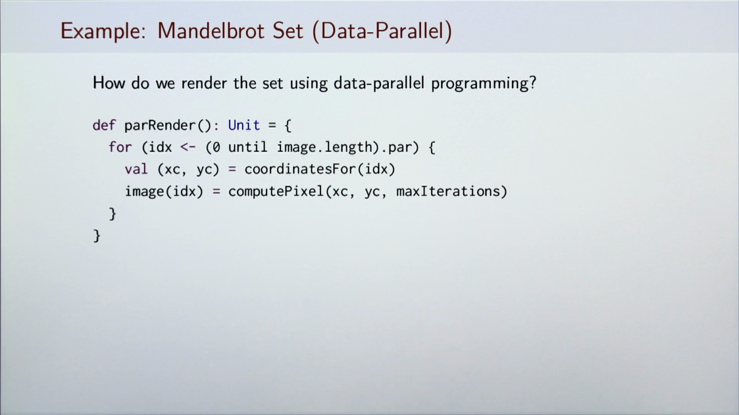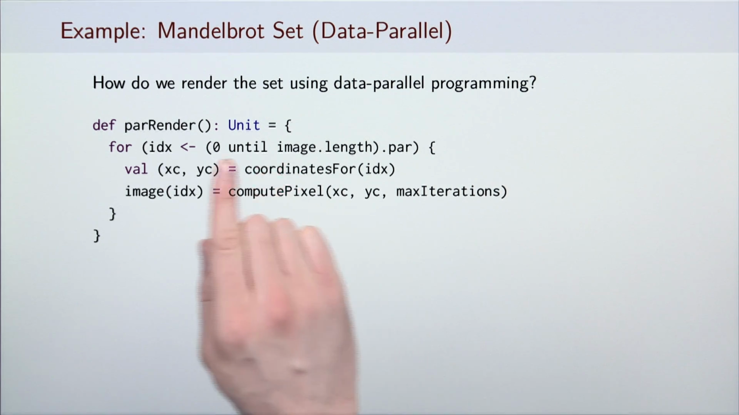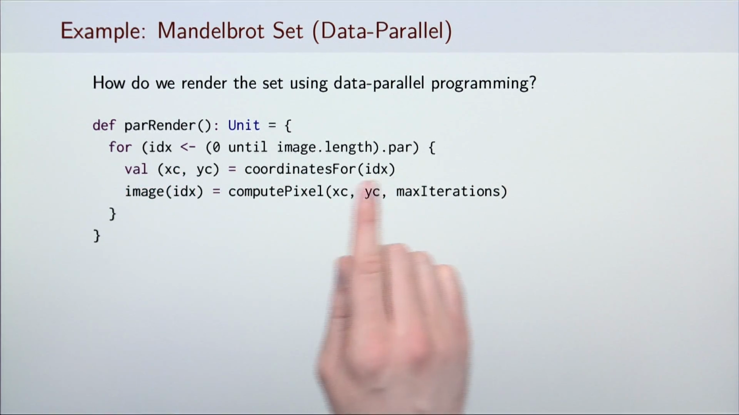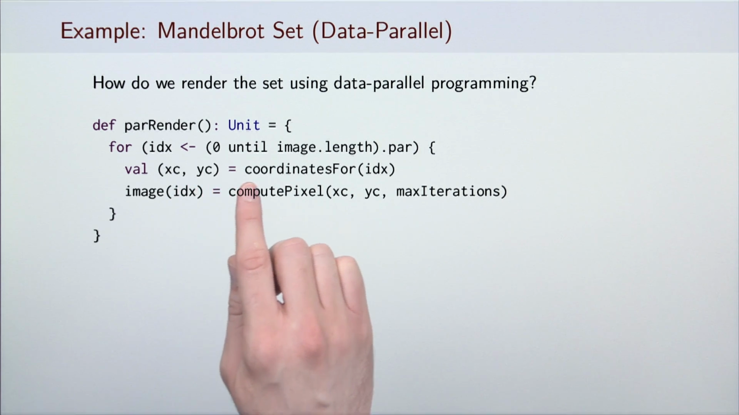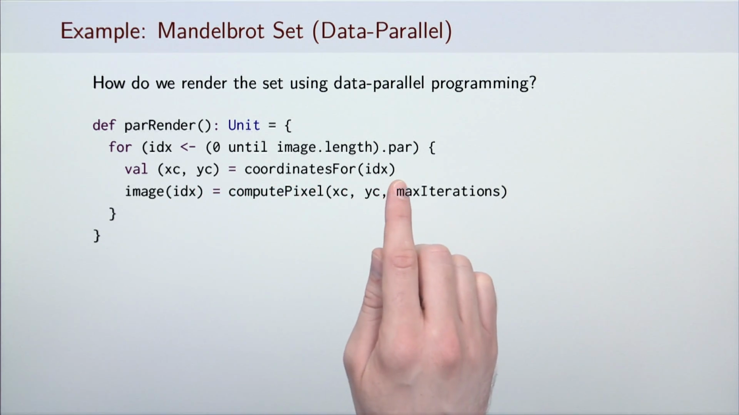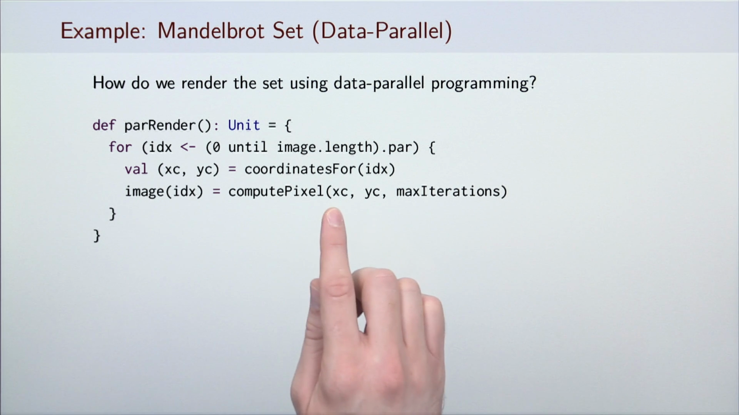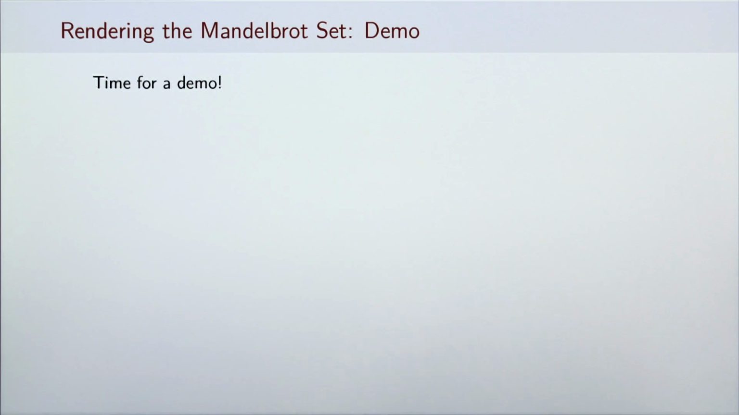The parallel for loop is then simple. Given an array of pixels called image, it traverses all the pixel indices in parallel. It then converts every pixel index to corresponding coordinates xc and yc, and then assigns the color from computePixel to the image array. So let's take a look at the demo.